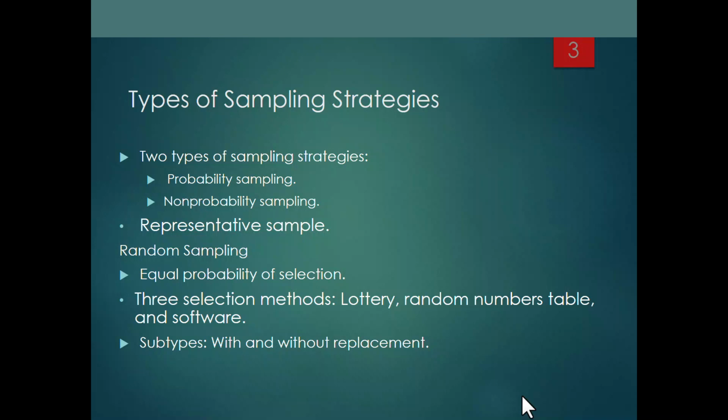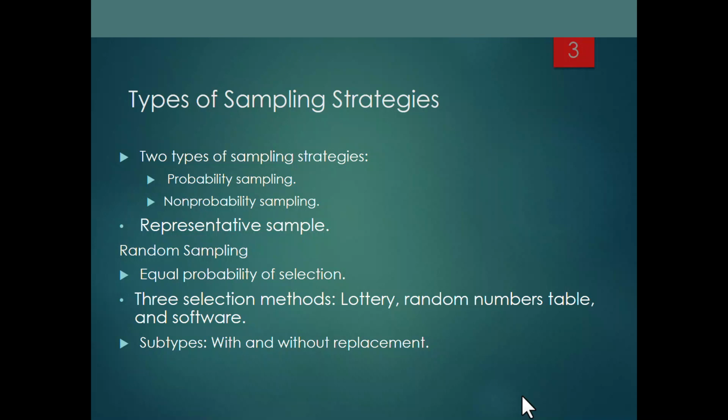There's also software that you can use. There's programs like Microsoft Excel that can generate the random numbers used to select your individuals for the sample. There are also subtypes of this strategy. So you could have sampling with replacement, which involves putting a number of selected back into the original hat or the list so it can be selected again.